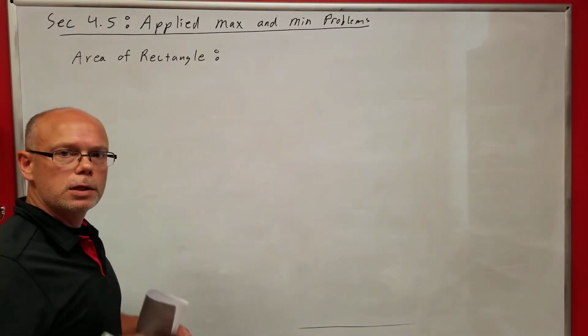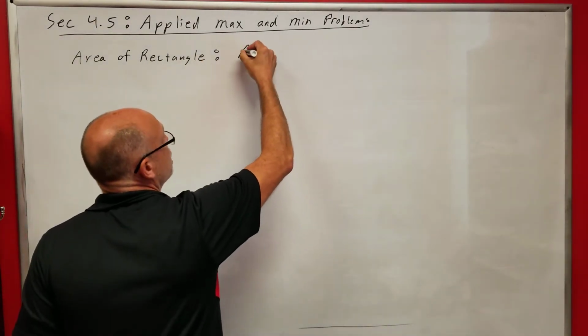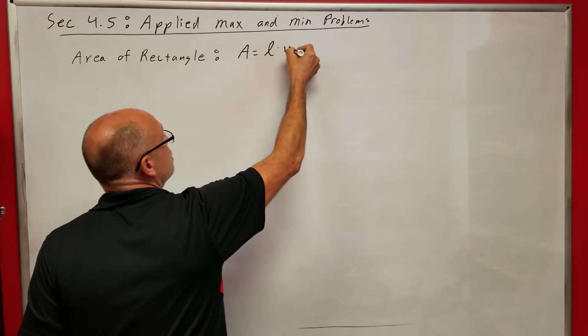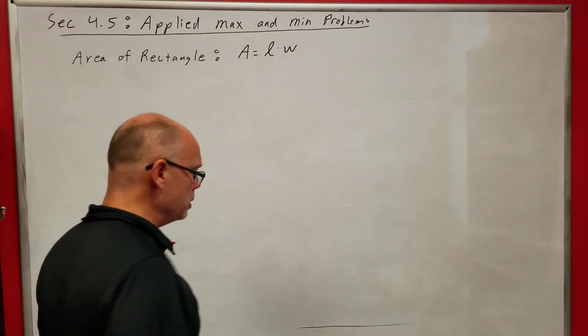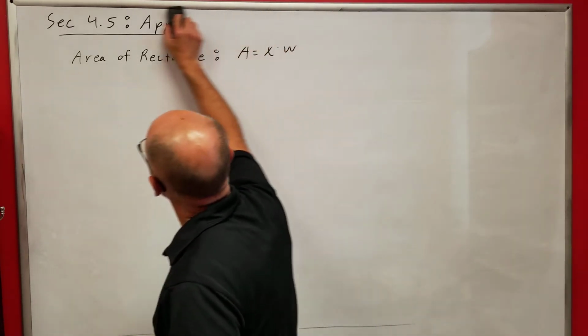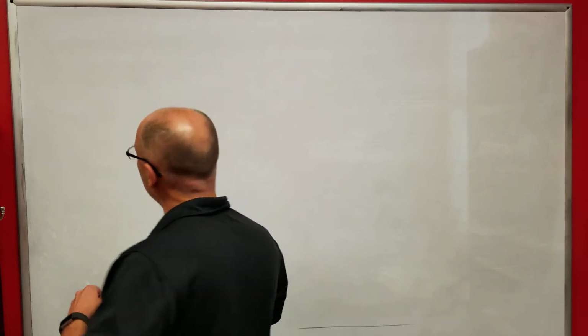All right, so for the first two examples, we need to remember the area of a rectangle formula. Area is equal to length times width. All right, I think everybody remembers that. Well, let's look at the first example from our notes, okay? What does that first example read?